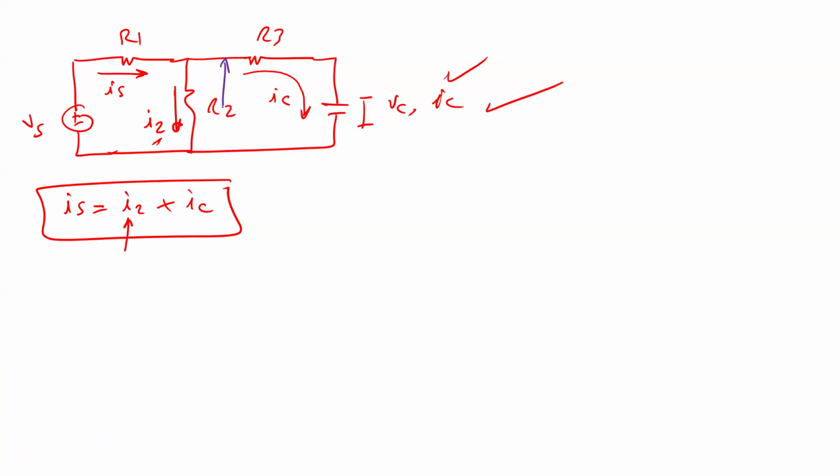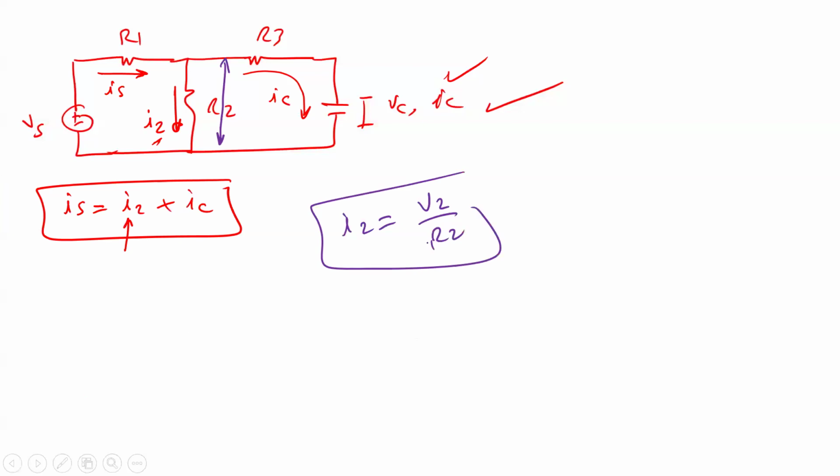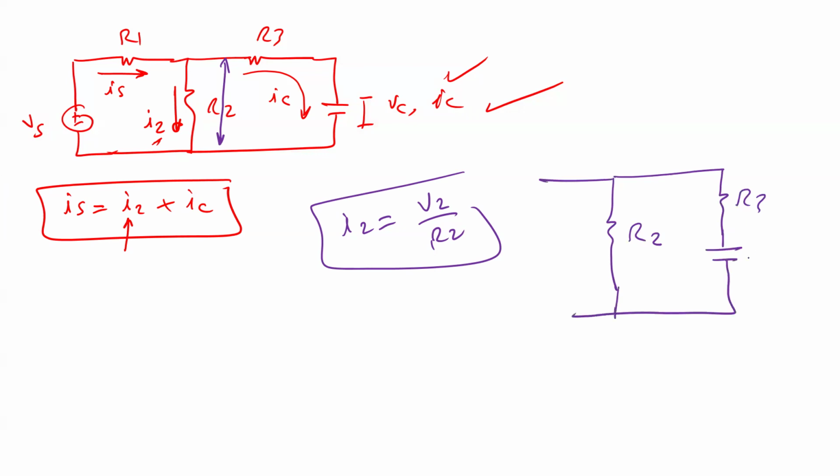I2 is actually the voltage here divided by R2. So I can say I2 equals V2 divided by R2. Is that okay? Ohm's law. How can I find V2? I'm going to make a small trick. I will redraw this circuit. So in this circuit we have here R2, and then I have here R3, and then I have a capacitor this way. I already know VC is known.